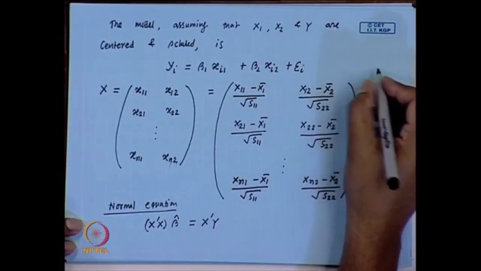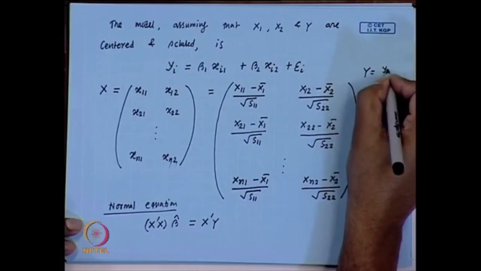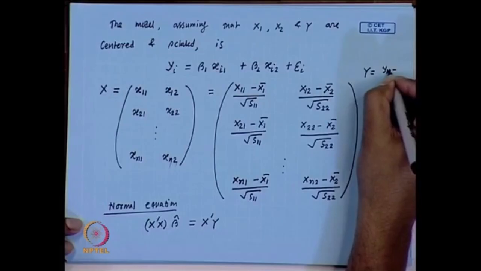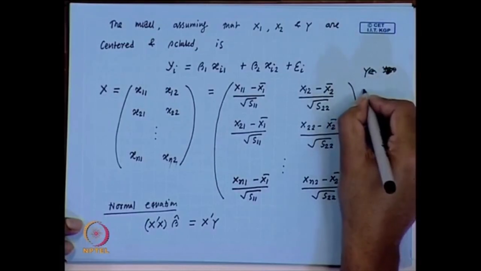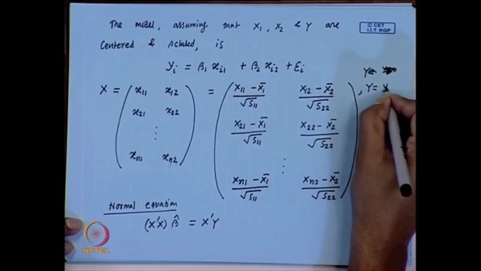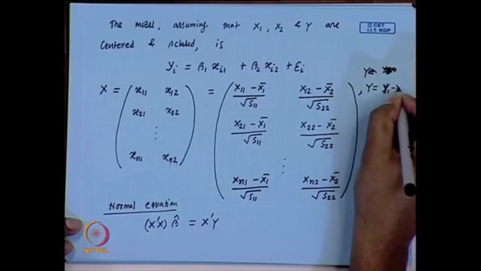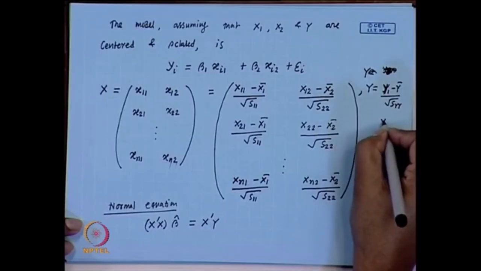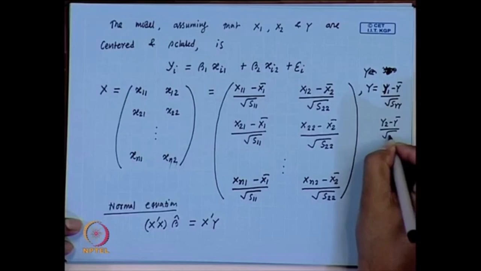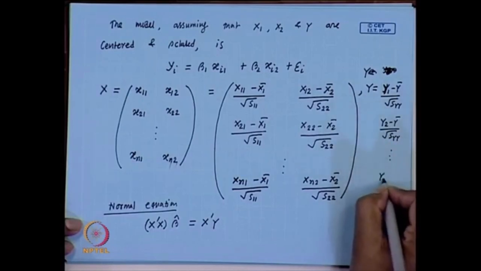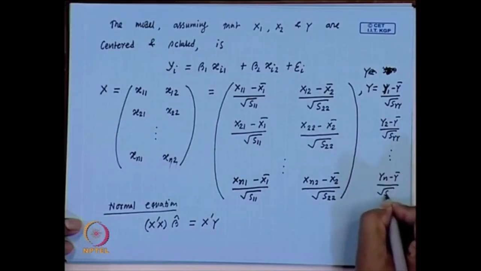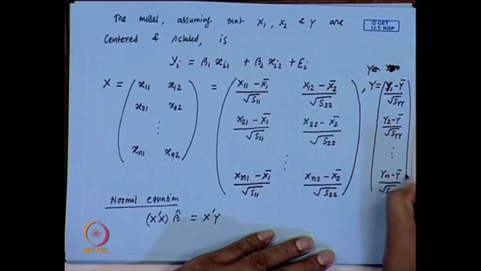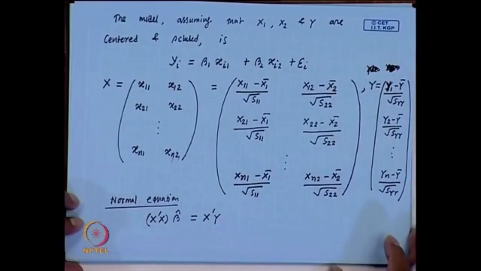Okay, you know what is Y. Y in matrix form is, Y equal to capital Y 1 minus Y bar by root of S Y Y, Y 2 minus Y bar by root of S Y Y. Similarly, Y n minus Y bar by root of S Y Y. So, this is what the Y matrix is. Okay, so, here is the normal equation.